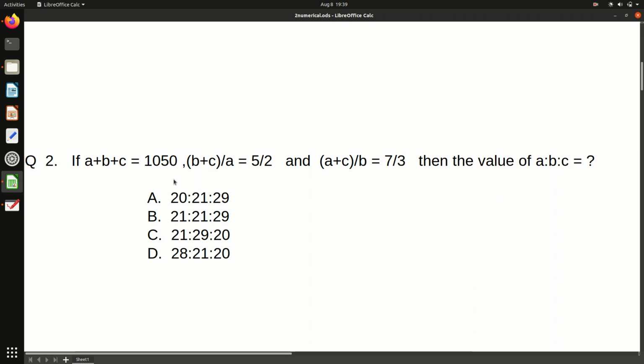So the question is, we have been given three equations: a plus b plus c equals 1050, and (b plus c) by a is 5 by 2, and (a plus c) by b is 7 by 3. So we have three equations, and then we have to find the ratio of a, b and c. So let us see how to solve it.